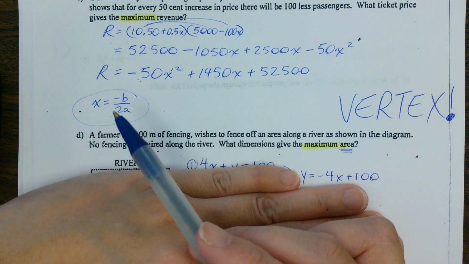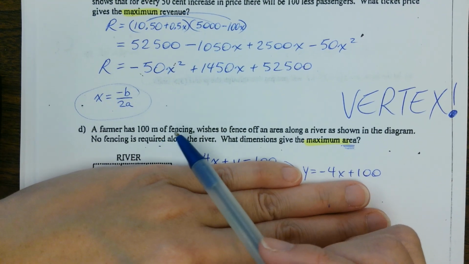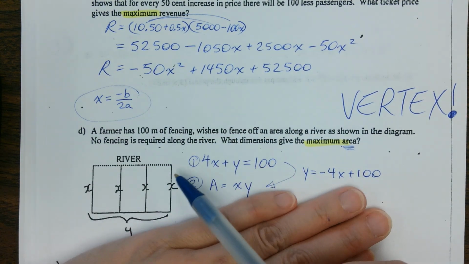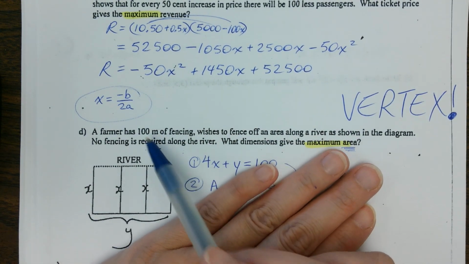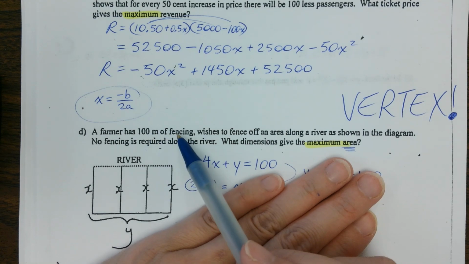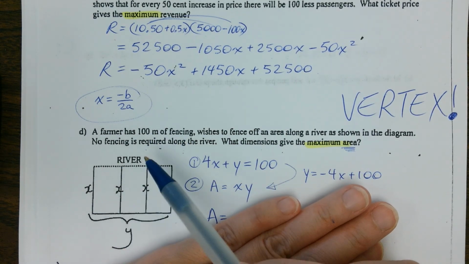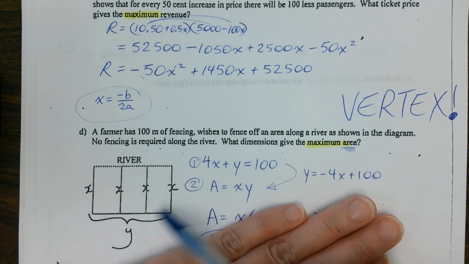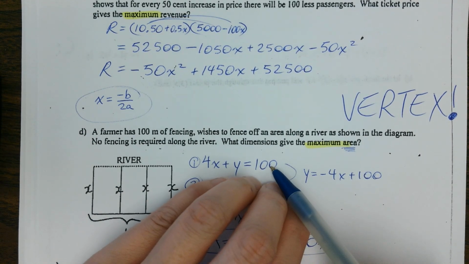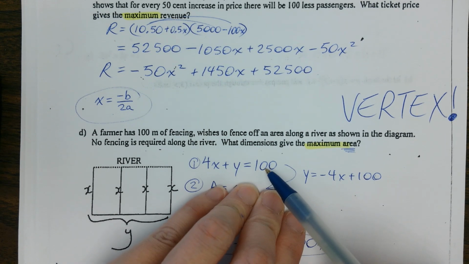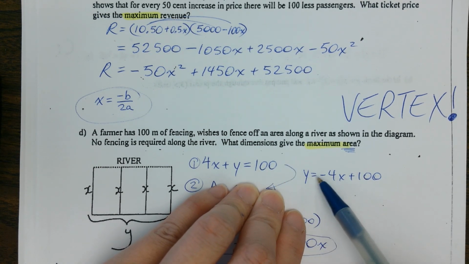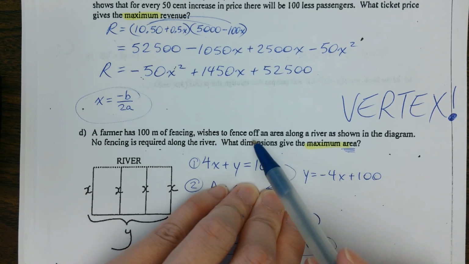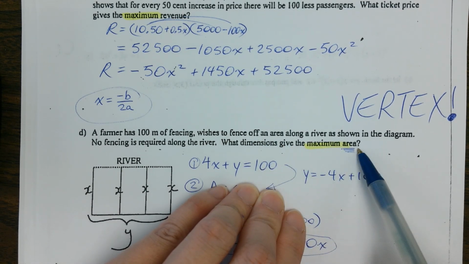Okay. This last one, farmer has 100 meters of fencing. All right. So in this diagram right here, 100 meters of fencing altogether, which means it's your perimeter. Okay. So x plus x plus x plus x plus y equals 100. So I have that equation. I can isolate it. So y equals negative 4x plus 100. And then what dimension gives the maximum area?